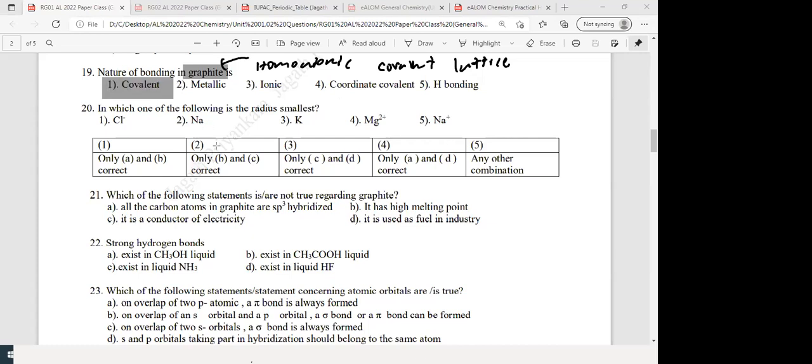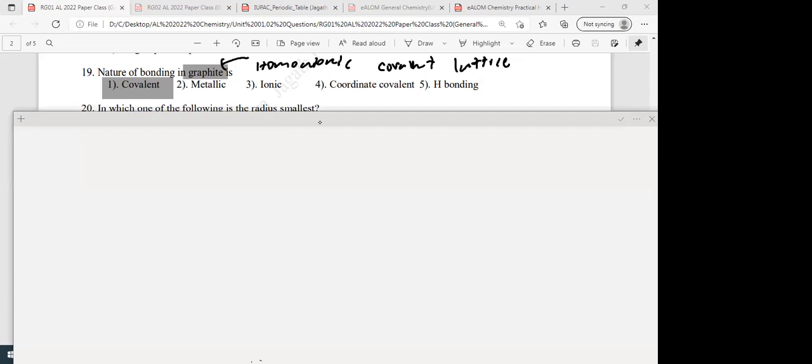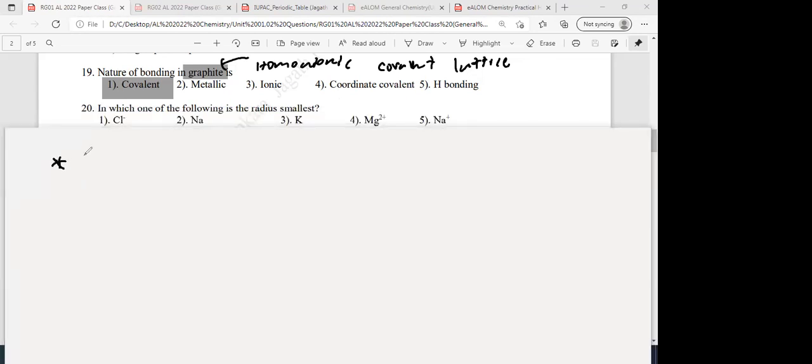Right. Question number 20. In which one of the following is the radius smallest? Radius smallest, that means smallest in size. Remember, I'll give the summary for that also. If you take a cation, I'll put one example. A cation is smaller than its atom. A cation is always smaller than its atom.